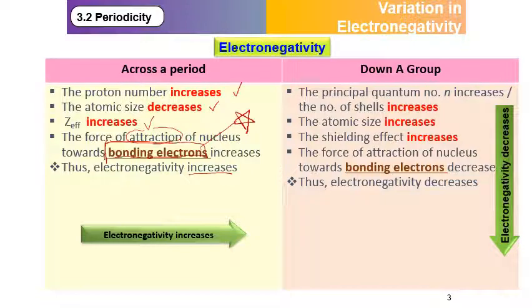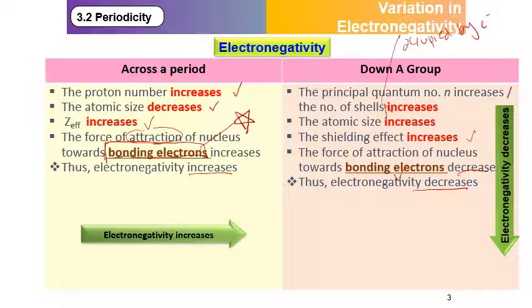With this, electronegativity across the period will increase. When going down the group, the principal quantum number increases, and the number of shells occupied by electrons also increases. This causes the shielding effect to increase, the attraction between the nucleus and bonding electrons decreases, so electronegativity decreases.